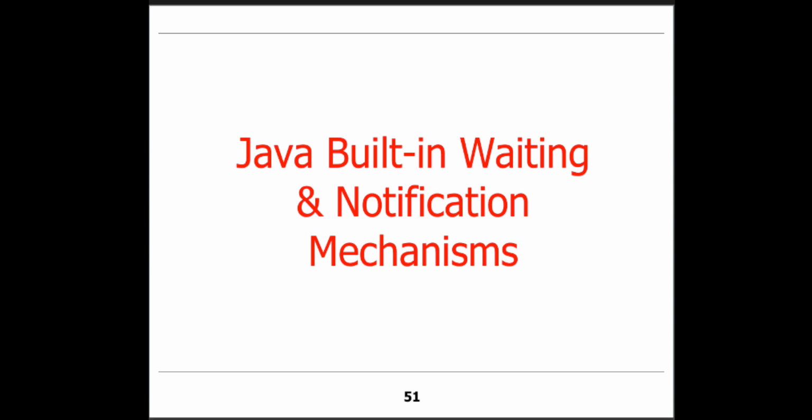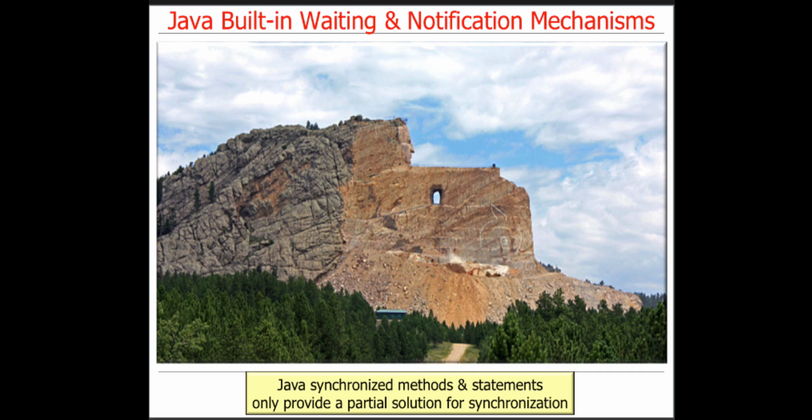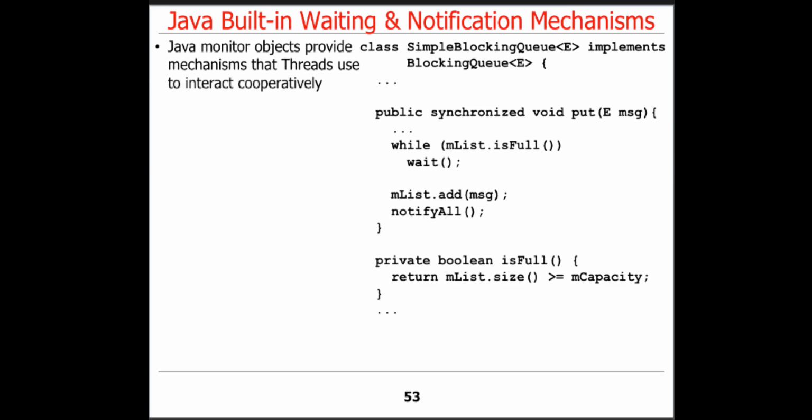Now let's talk about built-in waiting and notification mechanisms. As we talked about before, synchronized methods were better than nothing, right? But they were a partial solution. So now we're going to talk about the complete solution in this context. Monitor objects allow us to coordinate the interaction of threads cooperatively. And what that means is that all the parties have to be part of this game. If one party decides they don't want to play by the rules, everything falls apart very quickly, and you'll see how that would work.